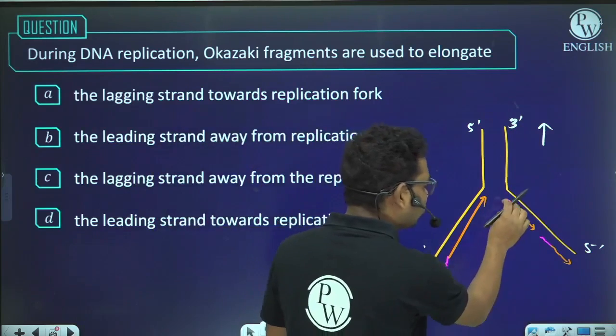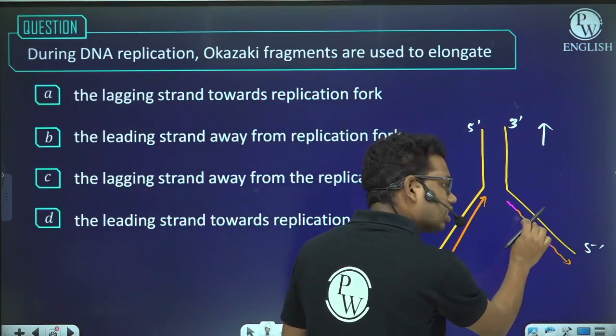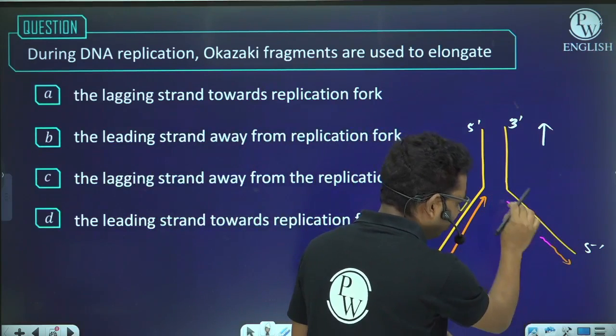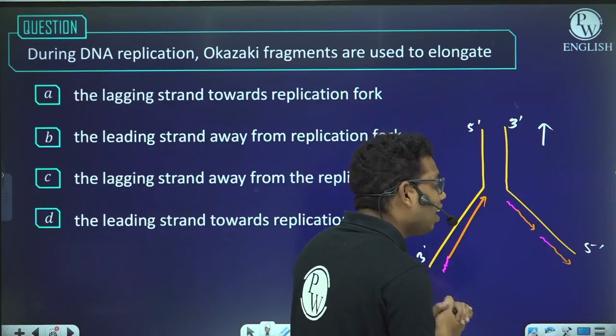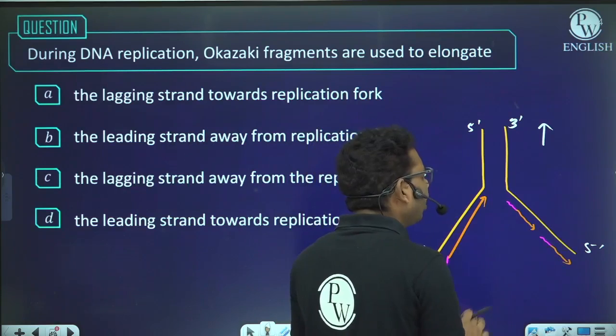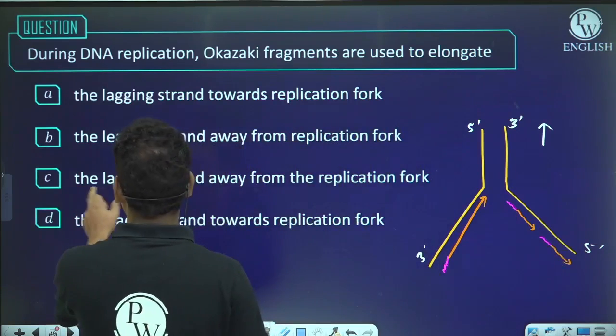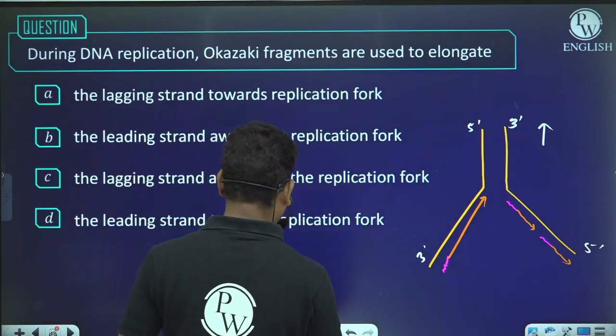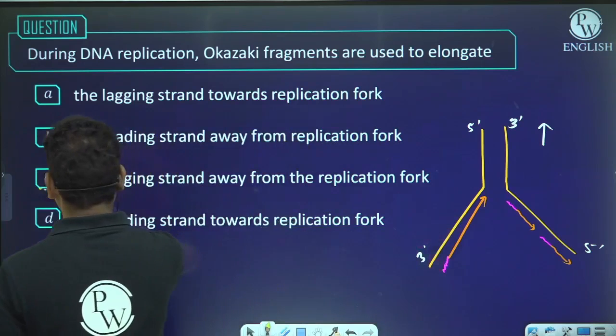And this strand is called as what? Okazaki fragments, and this entire complex, entire strands will be collectively called as lagging daughter strands. So lagging daughter strands are synthesized in the form of Okazaki fragments away from the replication fork. So I will say lagging strands away from replication fork. So the answer will be C.